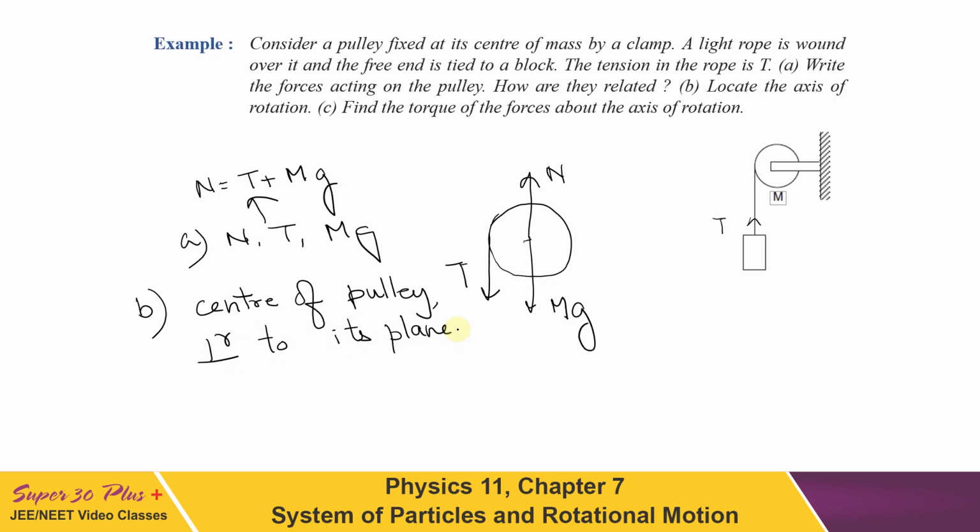The third one is find the torque of forces about the axis of rotation. Now, as normal and weight are passing through center of mass itself, that is center of pulley, there will be no torque effective for N and mg about rotation axis. The only torque effective will be due to tension, and let this distance be equal to r. Then the only torque effective is T multiplied with r, that has to be torque about the axis of rotation, where axis of rotation is passing through center of pulley.